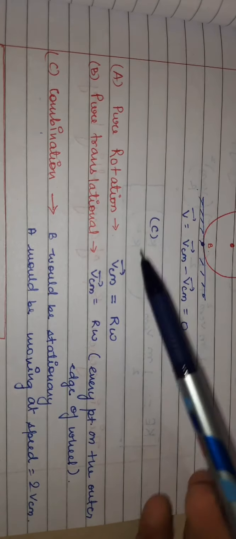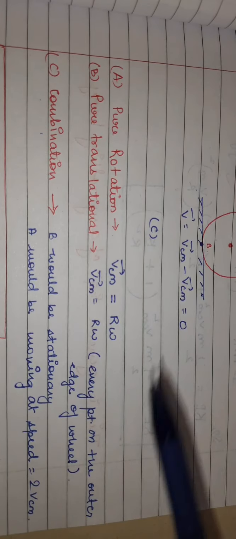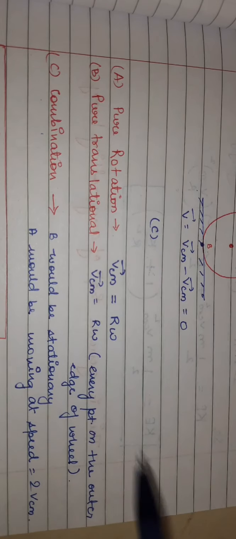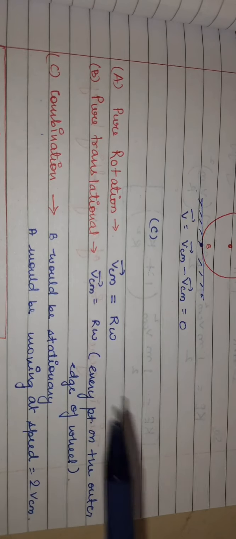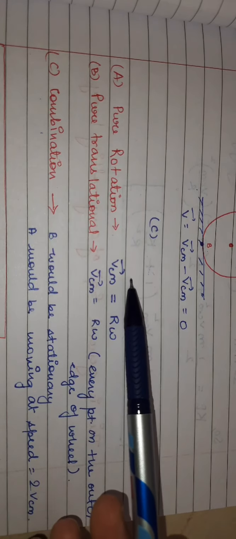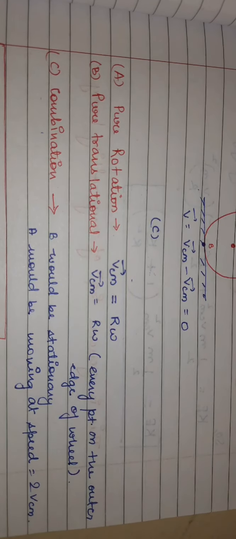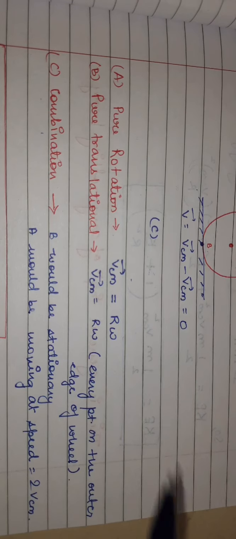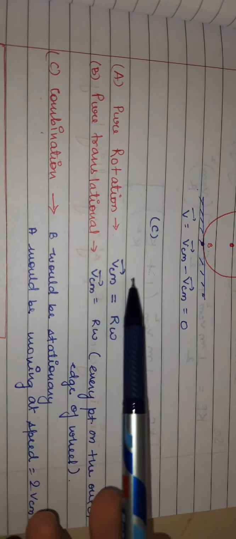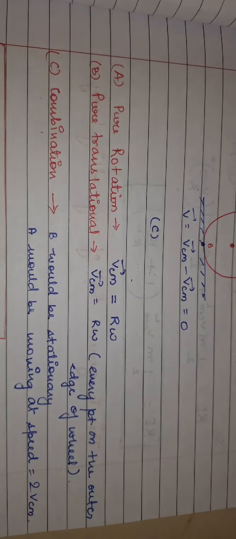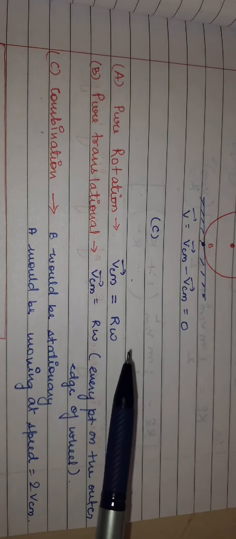So in pure rotational motion, in part A which we have seen, VCM can be written as R omega. We all know the relation between angular velocity and linear velocity: the linear velocity is equal to R times omega. So here the velocity with which the particle is moving can be written as VCM equals R omega.